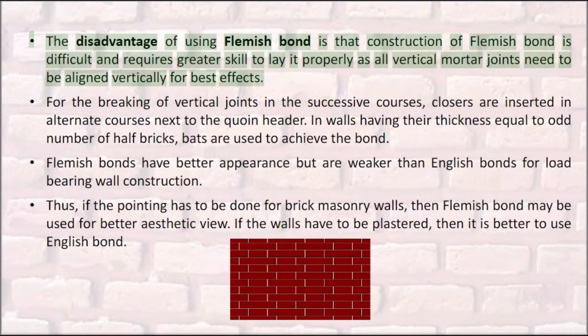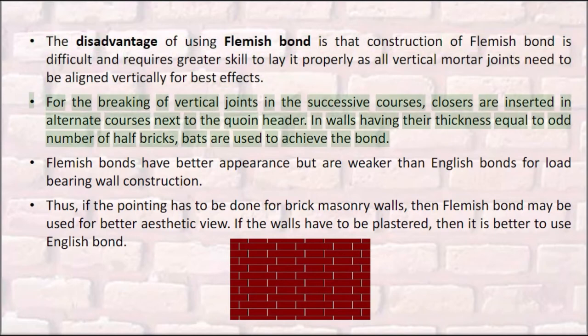The disadvantage of using Flemish bond is that construction of Flemish bond is difficult and requires greater skill to lay it properly, as all vertical mortar joints need to be aligned vertically for best effects. For the breaking of vertical joints in the successive courses, closers are inserted in alternate courses next to the coin header. In walls having their thickness equal to an odd number of half bricks, bats are used to achieve the bond.